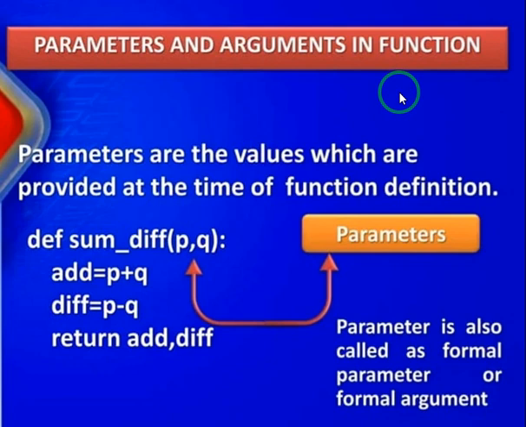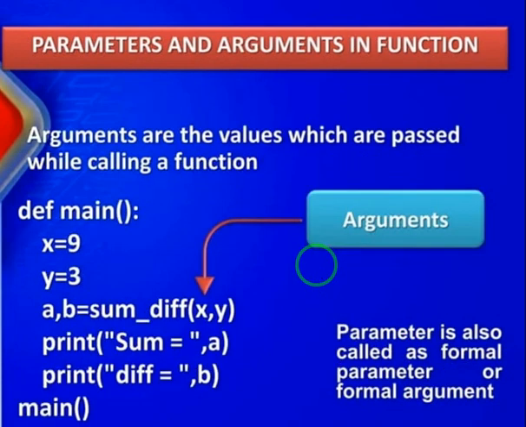I just went over them earlier. So a parameter is the value which is provided at the time of the function definition. So let's say we have def sum of p comma q which is passed as a parameter, then we add p plus q and the difference we subtract. So this is the parameter which is also called the formal parameter or the formal argument.